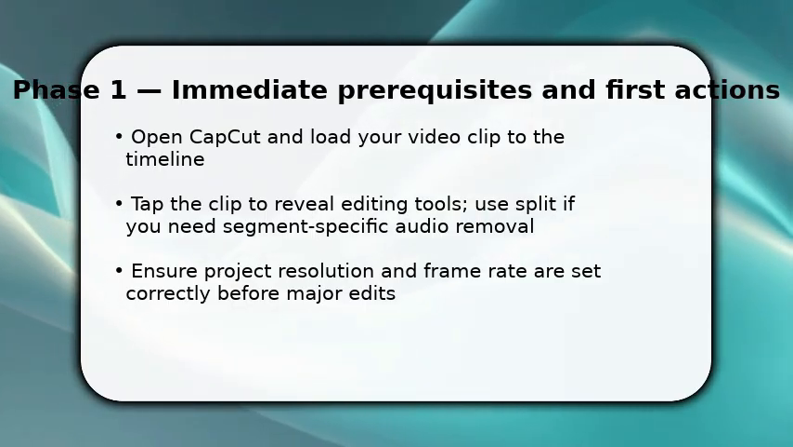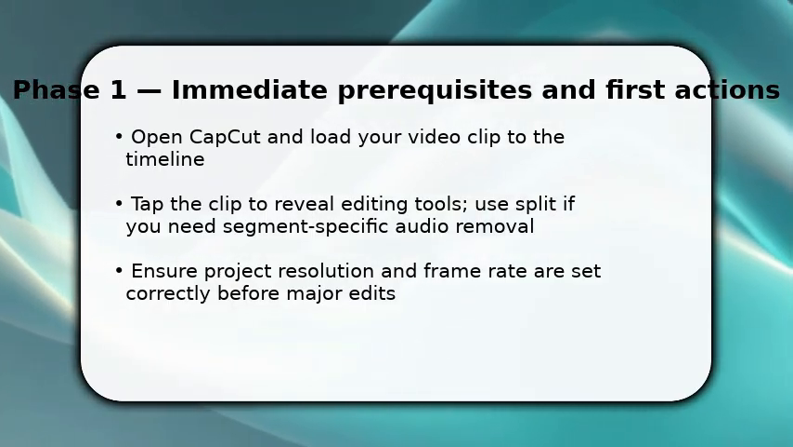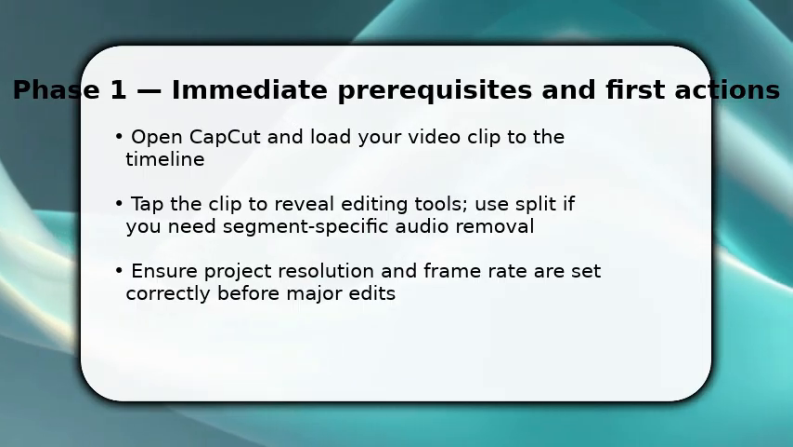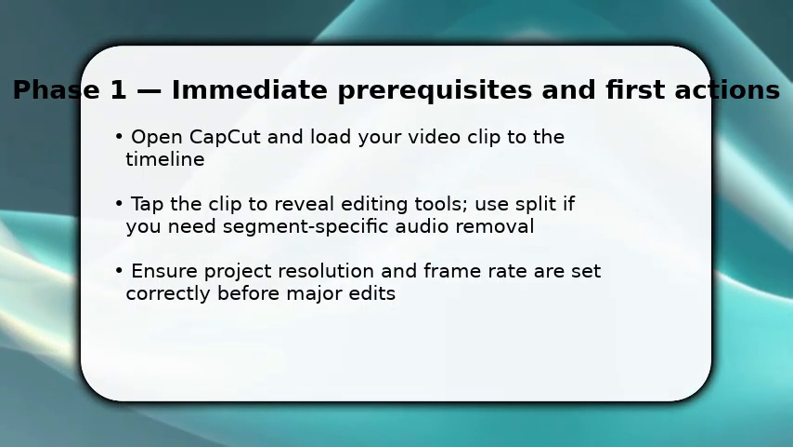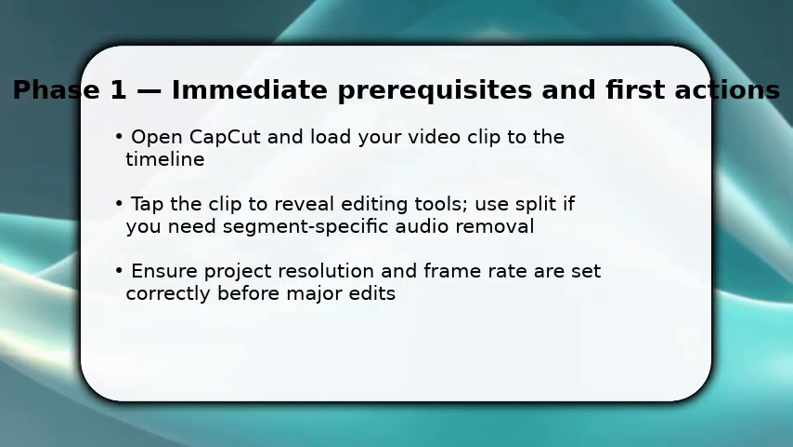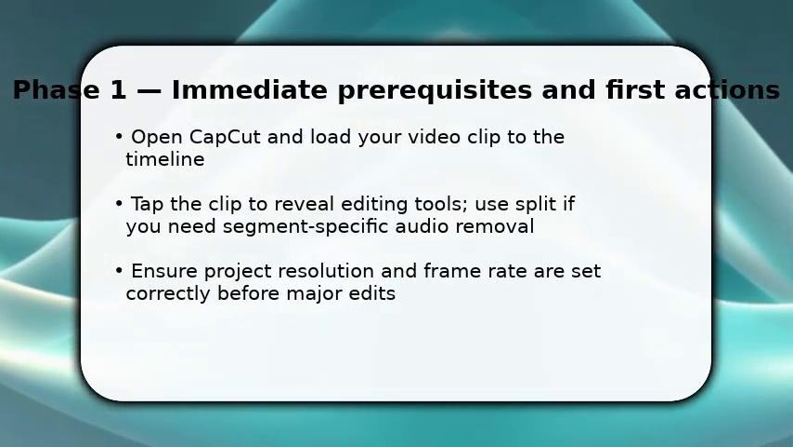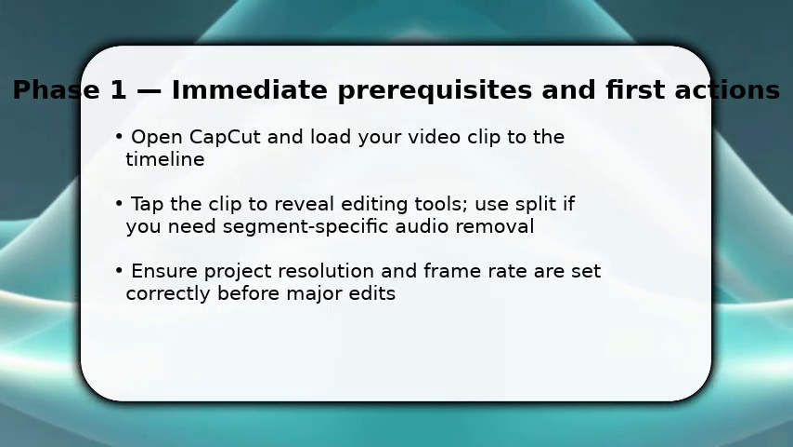If you need only part muted, split the clip at the start and end points so you target the segment precisely. Make sure your timeline is zoomed enough to place cuts accurately. This prevents accidental trimming and keeps sync intact.